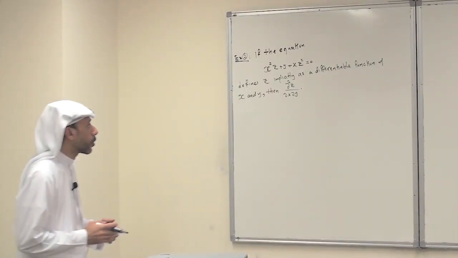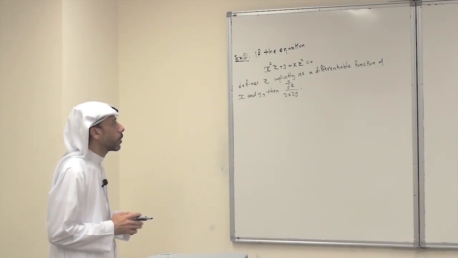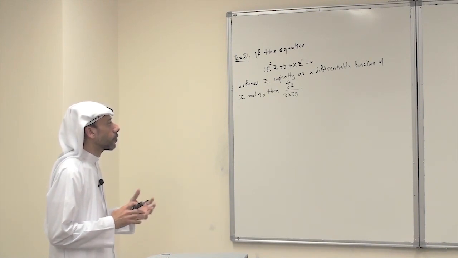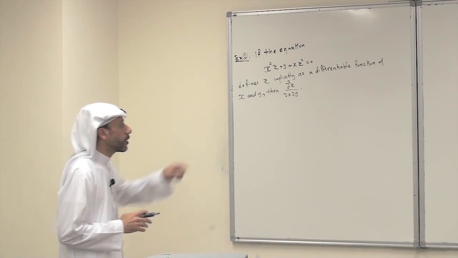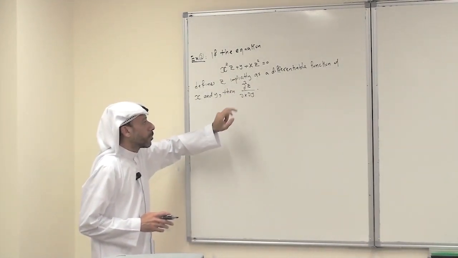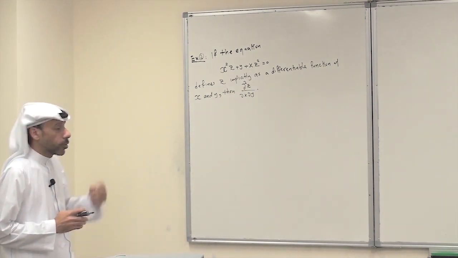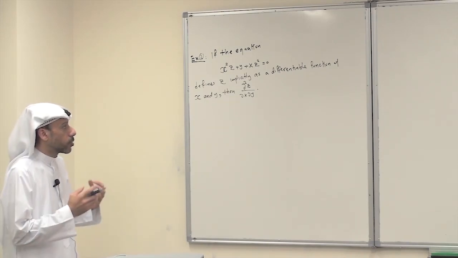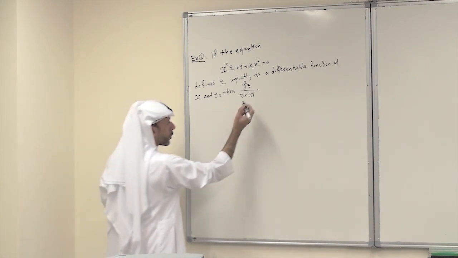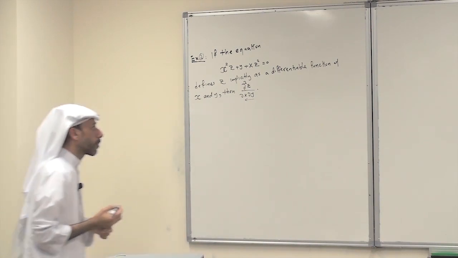Let's consider the following problem. If the equation x squared z plus y plus x z squared equal to 0 defines z implicitly as a differentiable function of x and y, then find the second partial derivative of z with respect to x and with respect to y. So we need to find the second derivative with respect to x and with respect to y. And of course, here the order matters: we first differentiate with respect to y, then with respect to x.